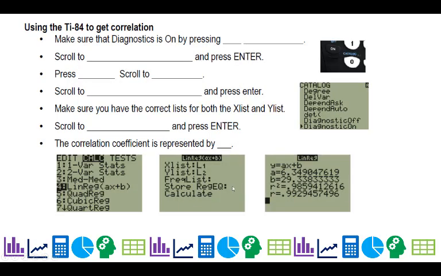Now, if you want to do a regression for the data that you put in both your lists, you need to make sure that diagnostics is on by pressing second catalog, which is right here. A lot of times, if you change the batteries, if you do a memory clear, this will be accidentally turned off on the calculator. I wish it defaulted to on, but it doesn't.